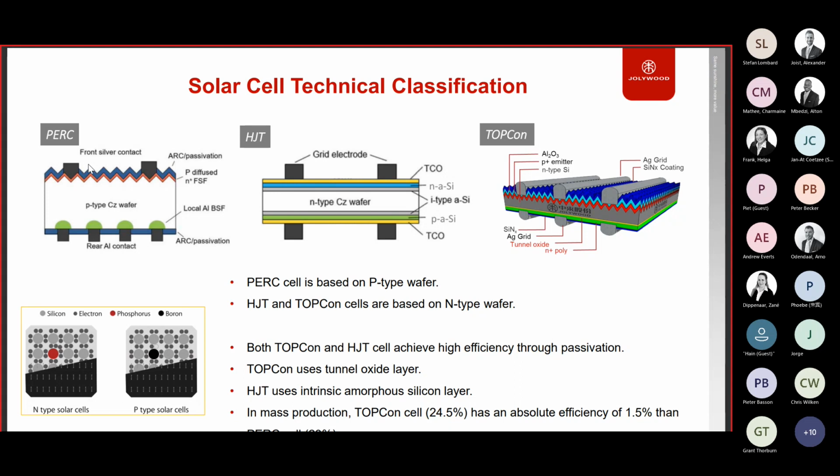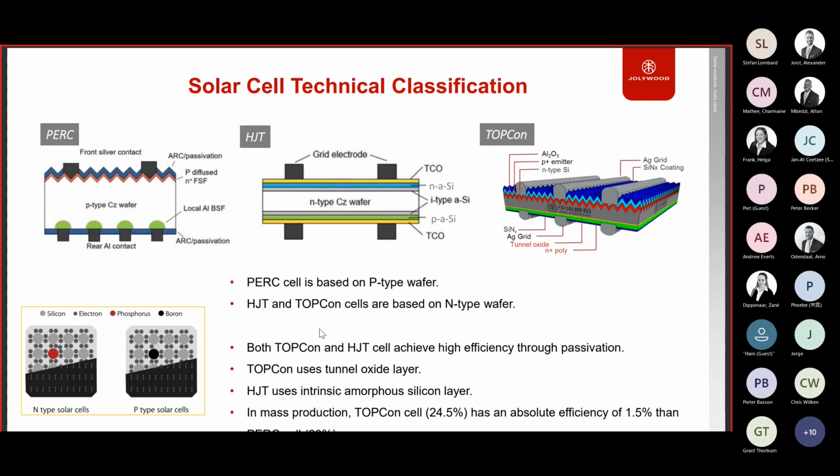PERC is based on P-type wafers. And the other two technologies are N-type HJT and N-type TOPCon. These two types of technology are based on N-type wafers. Maybe some friends don't know the difference between N-type and P-type. For N-type, the doping material is phosphorus, like the red. And for P-type, the wafer is doped with boron. That's the difference between P-type and N-type.